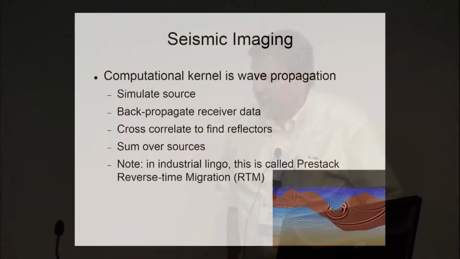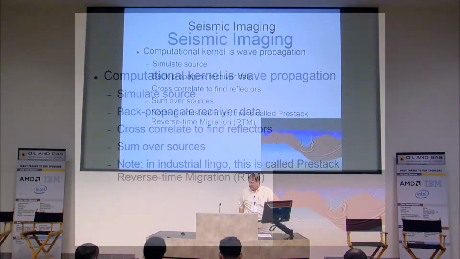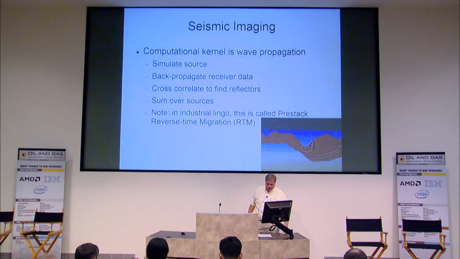And then what we do with that is we spend most of our cycles dealing with the wave propagation of that data. Take a source, simulate it, back propagate the receiver data, and correlate them to find the reflectors, and then do that for every single source, all 50,000, 100,000 of them. In the industry lingo, that's called your pre-stack reverse time migration.